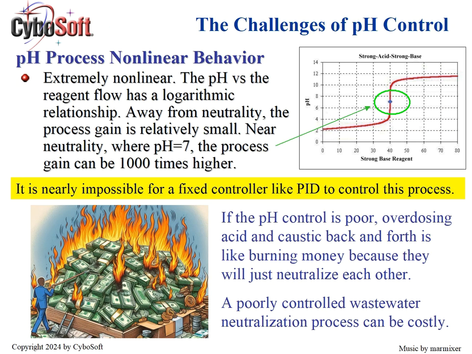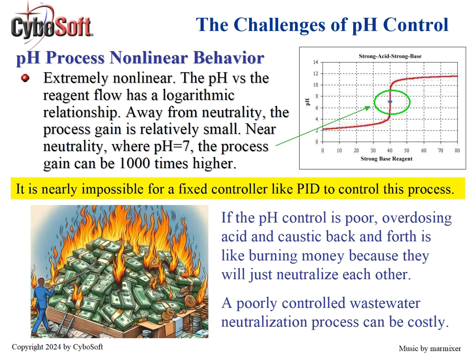A pH process is highly nonlinear, with a logarithmic relationship between pH and the reagent flow. Away from neutrality, the process gain is small, but near pH 7, it can increase by up to 1,000 times. This makes it almost impossible for a PID to control this process.